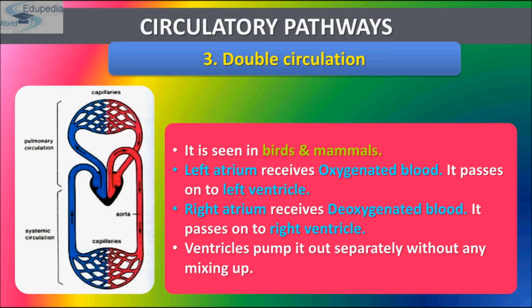So the ventricles pump it out without any mixing. Thus, two separate circulatory pathways are found in these animals. This is called double circulation, which includes systemic circulation and pulmonary circulation, which we have already studied in my previous slide.